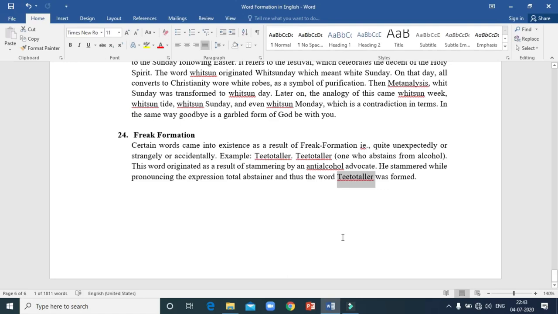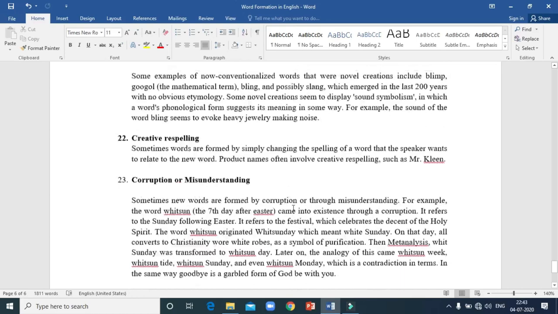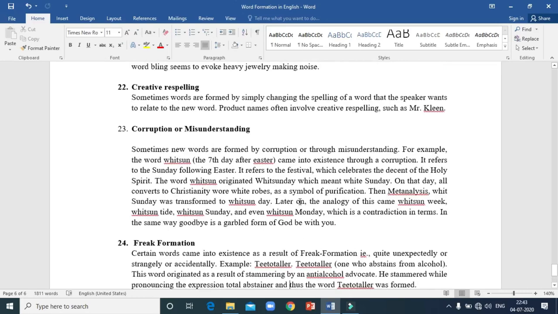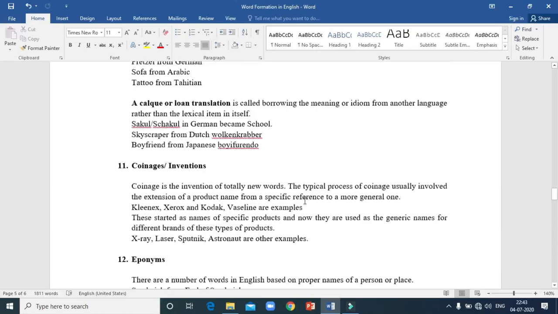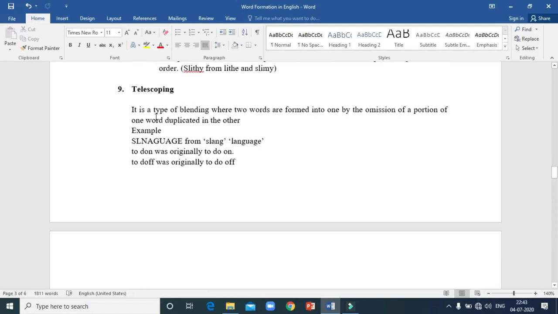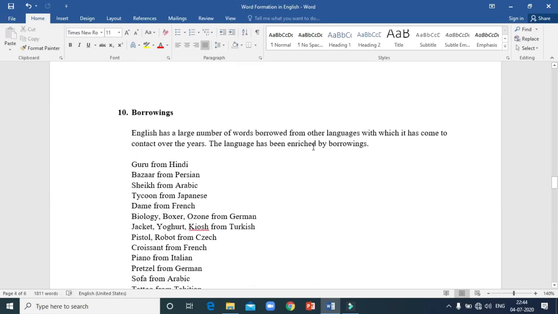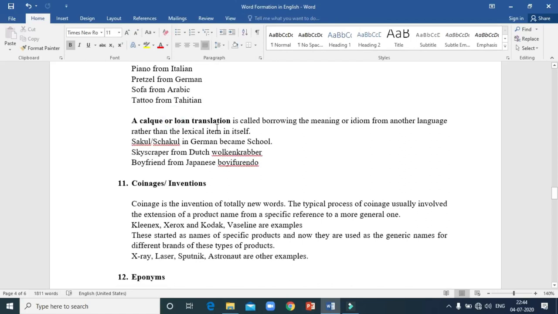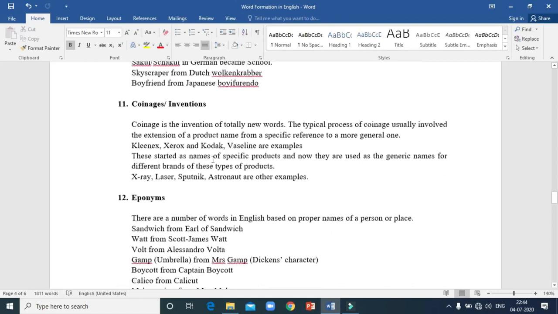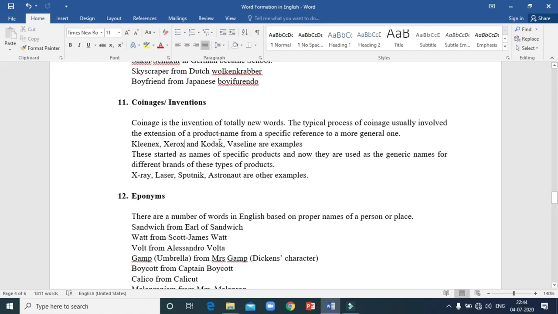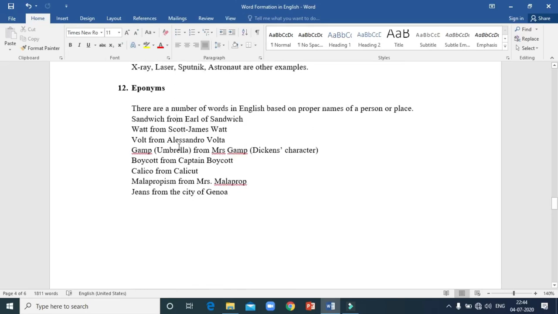So these were 24 different processes of word formation. Sorry for my mistake in the beginning, I said that there were 25, there's only 24. So let's look at these procedures once again. We'll start from the 9th one. Telescoping is bringing together new words by omitting a portion of a word reduplicated in another. Borrowings, borrowed from another language. Then its subheading, calque or loan translation. A word is borrowed from another language, then it is translated. Coinages, purely new words for the purpose of a product or brand name. Eponyms, words taken from proper names, names of people or places.